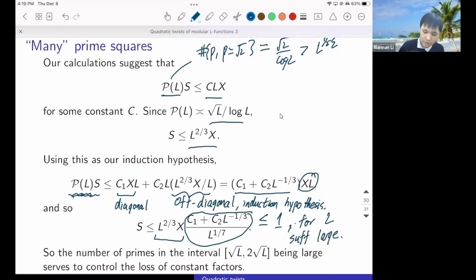Okay, so C1 and C2 you should expect to be some constants depending only on F. So you can pick L to be a constant, some large constant depending on F. And as long as it's large enough, the savings, this small power saving in L will ensure that your implied constant in the argument doesn't get larger and larger, right? If a constant gets larger, it's not a constant. So the number of primes in this interval length root L being large serves to control the loss of constant factors.